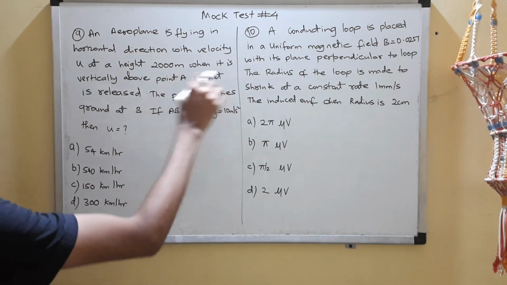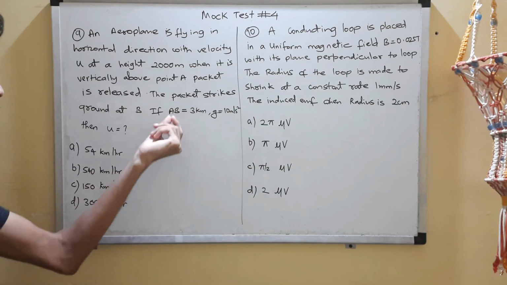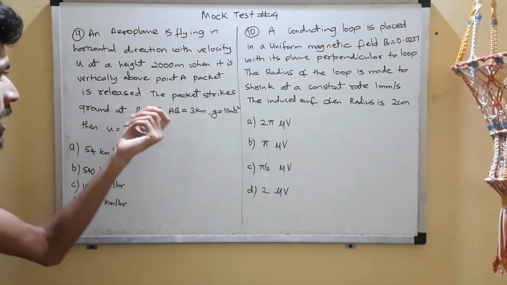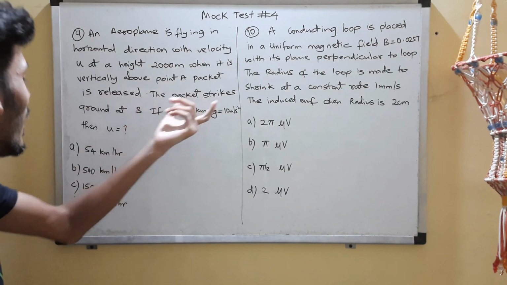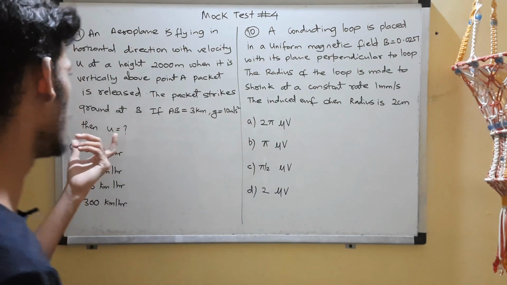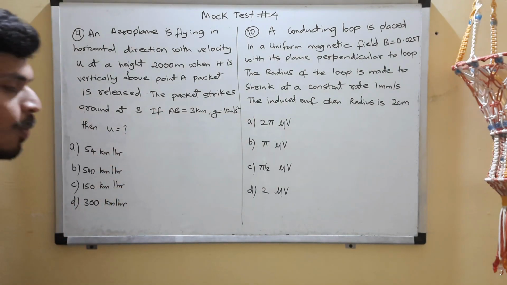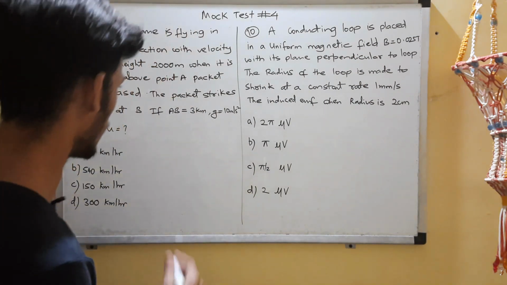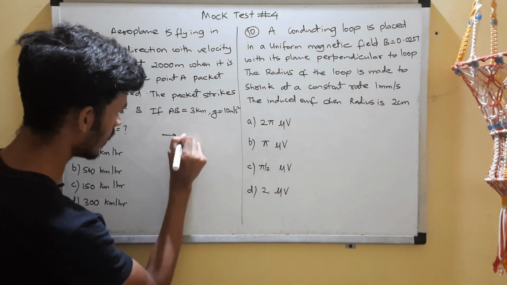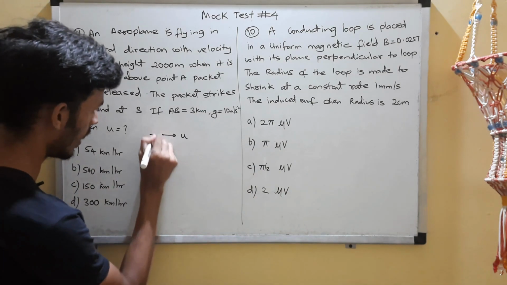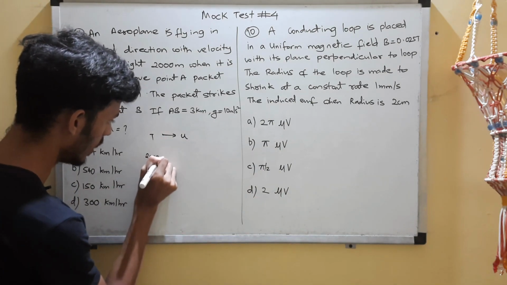So when it is vertically above a point A, a packet is released. PUBG vibes. The packet strikes the ground at B, and AB is 3 kilometers, and the g value is given. You are supposed to tell what is the velocity with which the aeroplane is moving. So basically let's picture this. It's moving with velocity u in the horizontal direction at a height of 2000 meters.